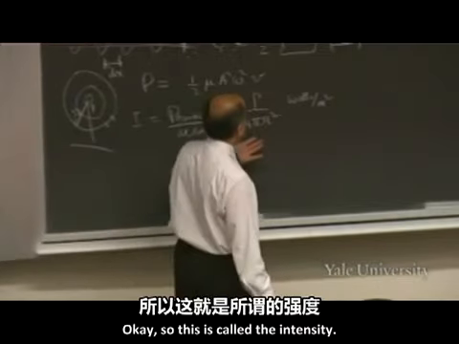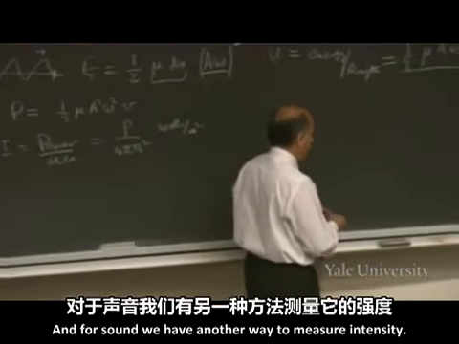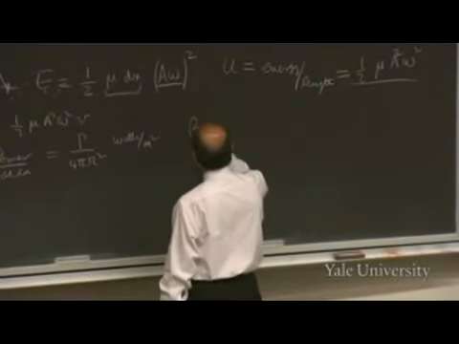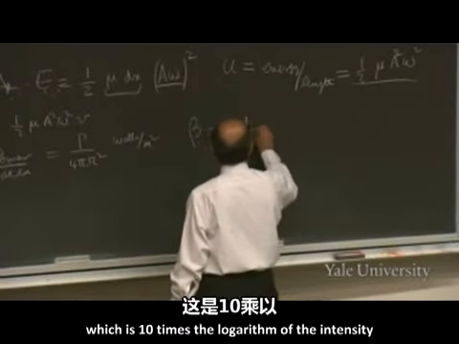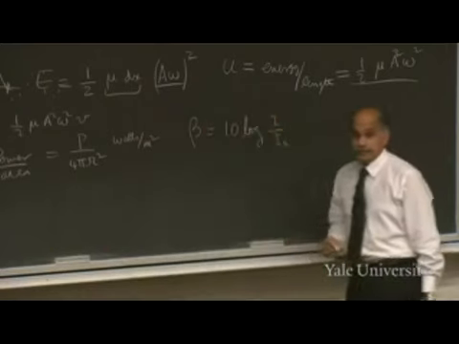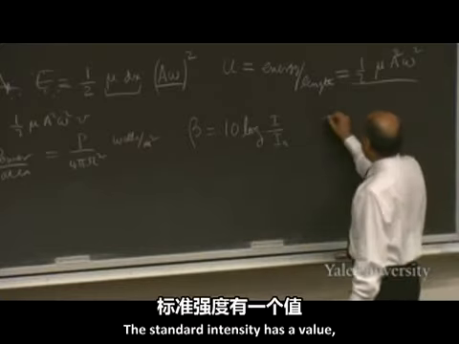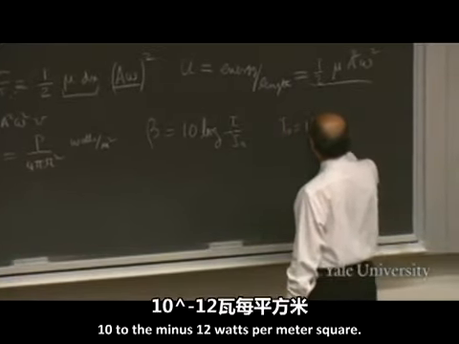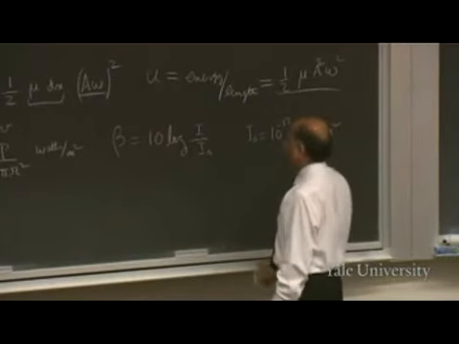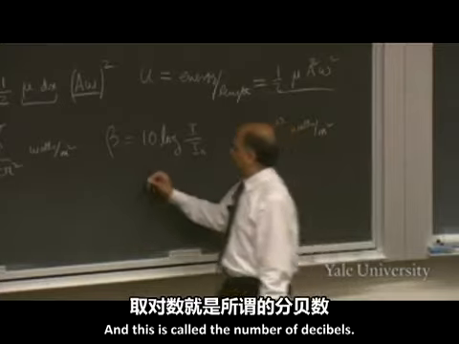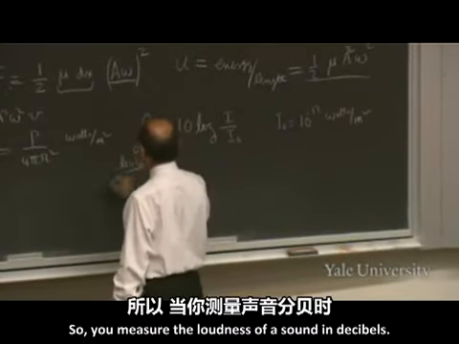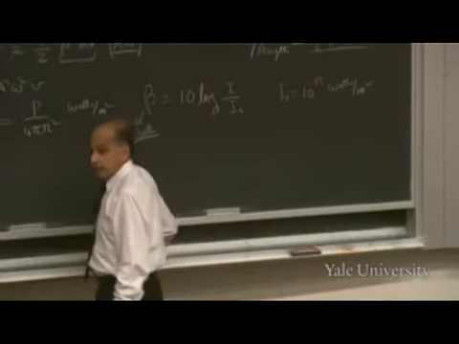Okay, so this is called the intensity. And for sound, we have another way to measure intensity. We define something called beta, which is 10 times the logarithm of the intensity divided by a standard intensity. The standard intensity has a value 10 to the minus 12 watts per meter square. And this is called the number of decibels. So you measure the loudness of a sound in decibels.